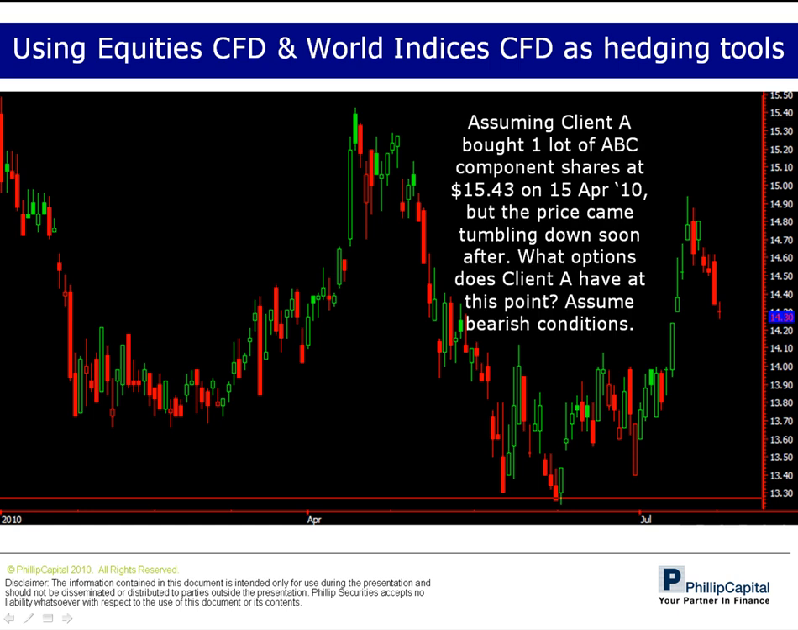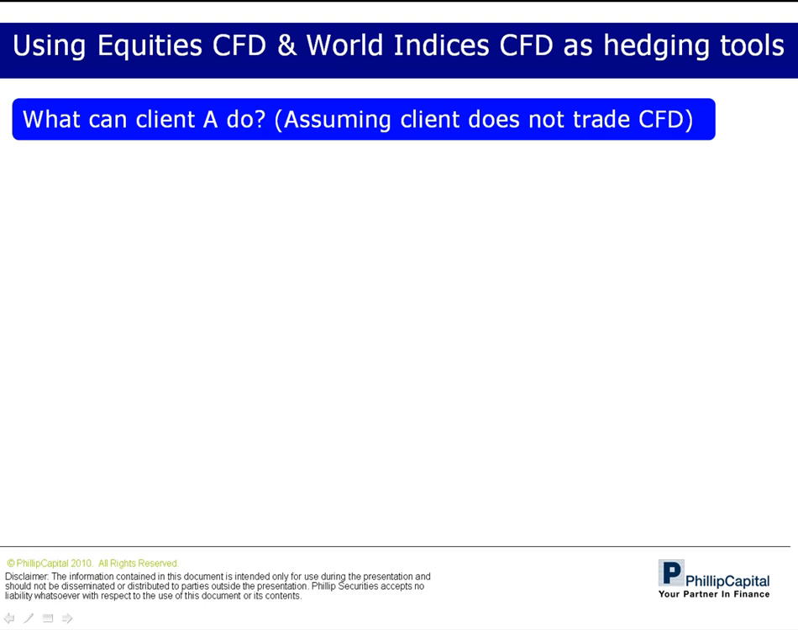Let's assume that client A bought one lot of ABC component shares at $15.43 in the cash market on the 15th of April 2010, which was a peak price. The price came tumbling down soon after. What options does client A have at this point? For the purpose of this example, we will assume bearish conditions. If this client did not know about CFD, he could hold on to the position and wait for an opportune time to cut his positions.